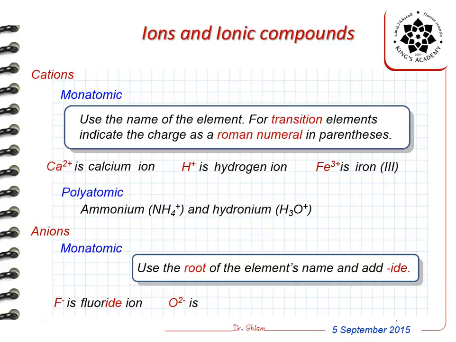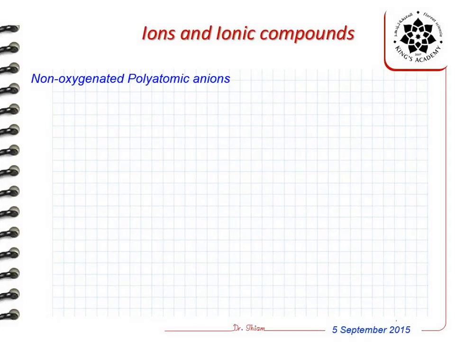O2- is oxide ion, IDE. I like to say the last 3 letters because you'll see later that IDE could be confused with ITE. Now N3- is nitride, IDE. So I like to say IDE because nitrite, ITE, exists, and I want to make it clear that it's not ITE, which we'll learn about later. Now that's it for monatomic anions.